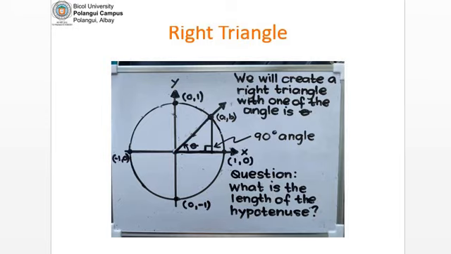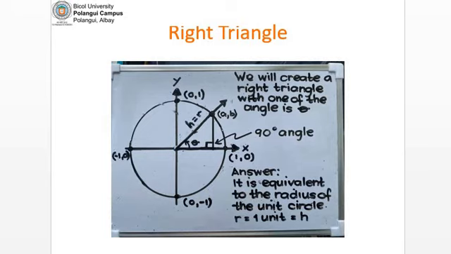Now, if we look at the figure, what is the length of the hypotenuse? Take note that the hypotenuse is the longest side of the right triangle, opposing the 90-degree right angle. So what is the answer? It is obvious that the hypotenuse is just a radius of a unit circle. The radius of the unit circle is 1, therefore the hypotenuse has a length of 1 unit.